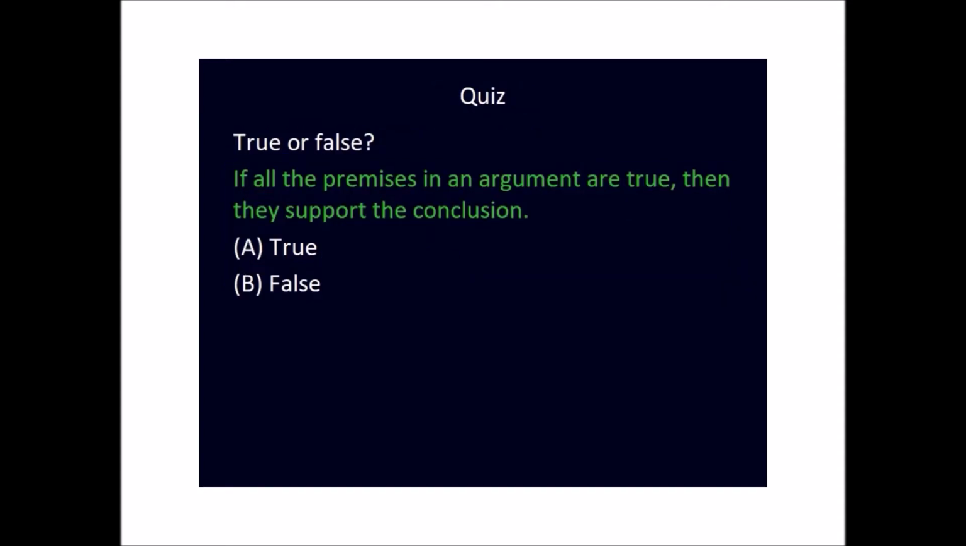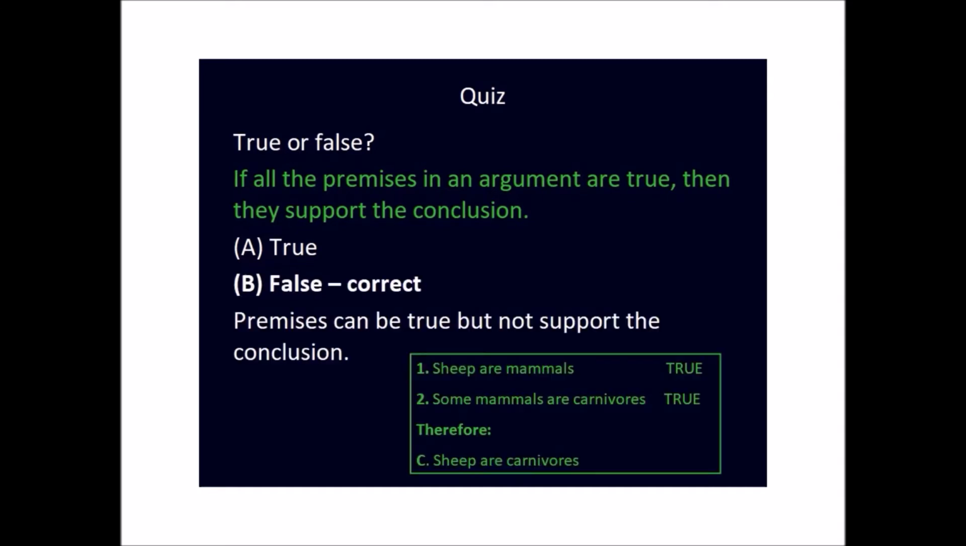Here's a little quiz question for you then. True or false? If all the premises in an argument are true, then they support the conclusion. Is that true or false? Hopefully you got that right. The correct answer is false. Premises in an argument could all be true, but they might fail to support the conclusion. Truth and support are independent conditions.